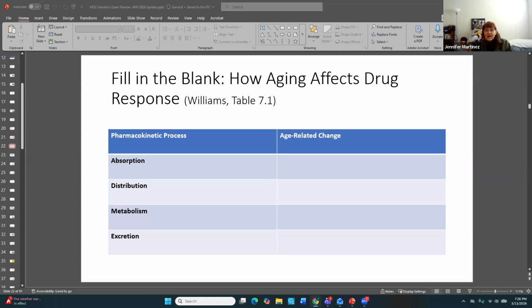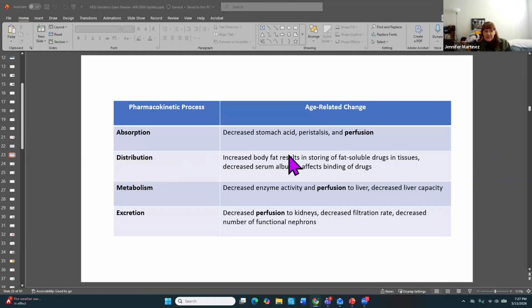And then excretion. Same thing as we get older: our kidneys tend to slow down as well. So they are less effective at removing waste products, which includes those byproducts of medications. With that, they're more likely to build up in the system, which increases the risk for overdose as well as toxicity. So again, decreased stomach acid, decreased peristalsis, decreased perfusion. With distribution, the increased body fat results in storage of fat-soluble drugs in tissues, and decreased serum albumin affects binding of drugs. So we look at that.